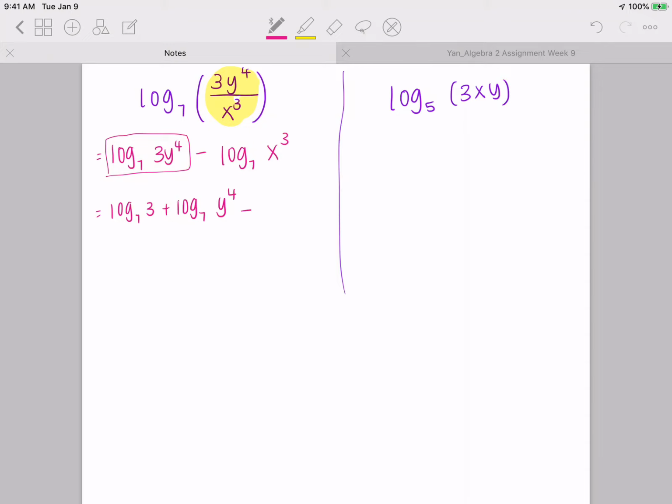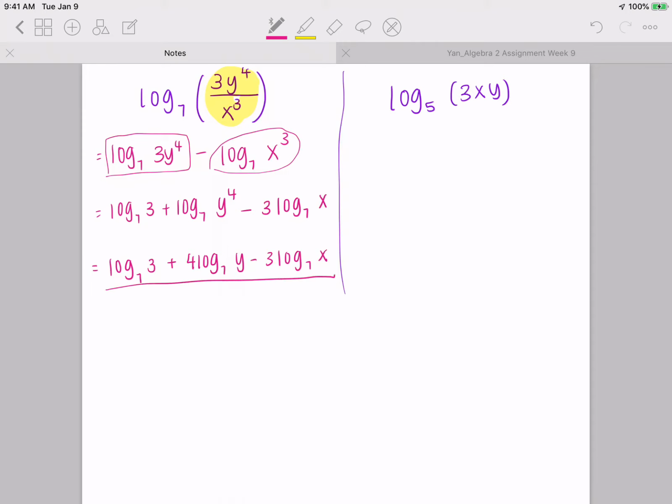Minus, can I do anything to the last part? I can bring down the 3 to the front of the log, which is 3 log base 7 of x. Am I done? No, I still have an exponent, so I'm going to keep going. Log base 7 of 3 plus 4 log base 7 of y minus 3 log base 7 of x. That's your final answer when you expand everything.